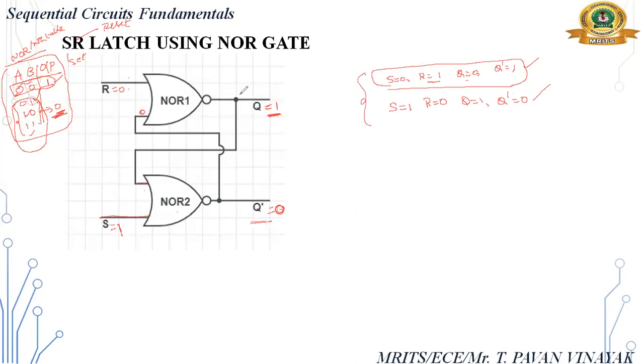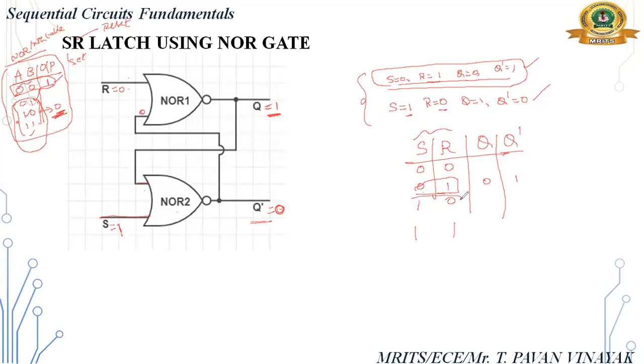Okay. Now I am writing a small truth table. For S and R, how many combinations are possible? Two inputs. How many combinations? 0, 0, 0, 1, 1, 0, 1, 1. Right? Outputs are Q, Q bar. 0, 1 means when S is 0, R is 1, output is 0, 1. When S is 1, R is 0, this one: Q is 1, Q bar is 0. Okay.